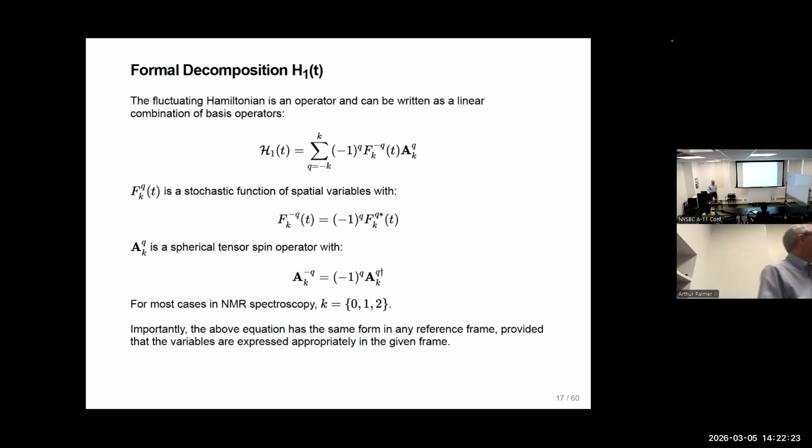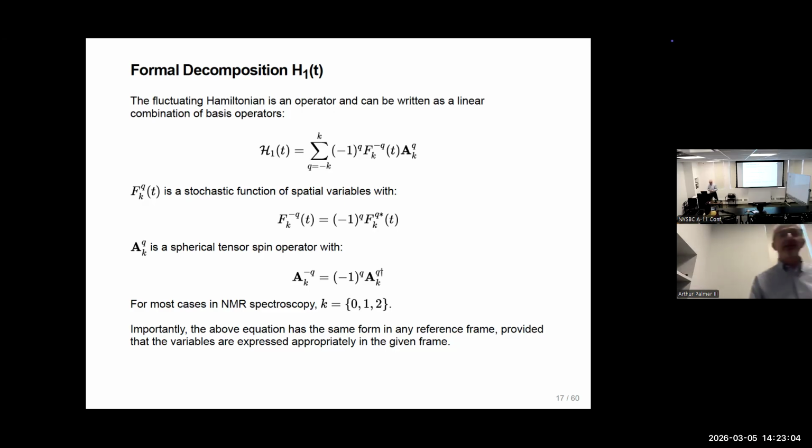And then, as she told you, this equation has the same form in the principal axis frame and the lab frame. It's just that if we're in the lab frame, the F's and the A's are in the lab frame representation. If we're in the principal axis frame, then the F's and A's are in the principal axis frame. And if we want to switch between the frames, we just have to do a transformation with these capital D matrices, the Wigner matrices.